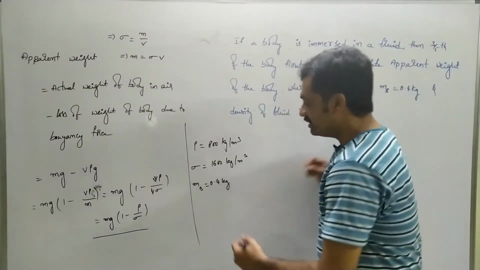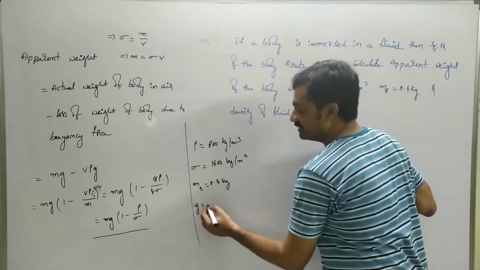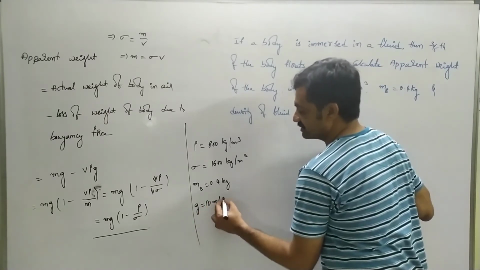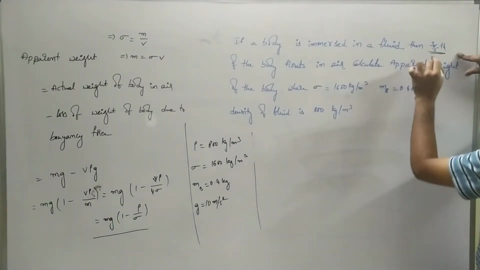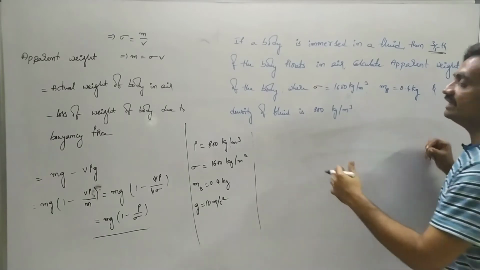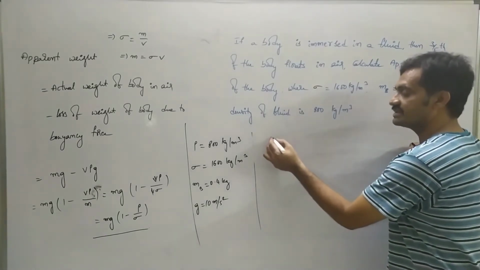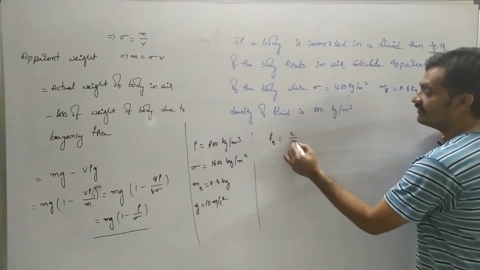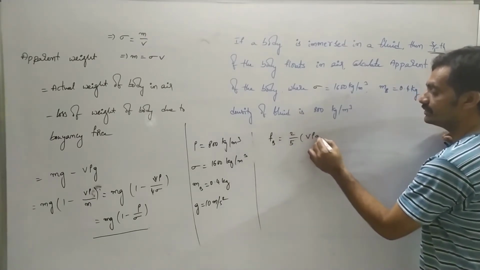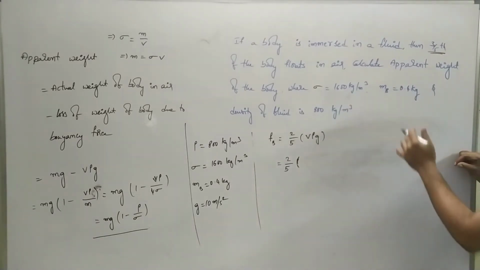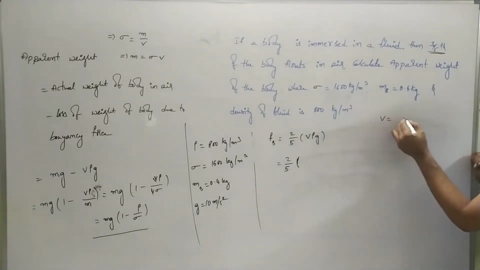After that, we know the acceleration due to gravity is 10 meter per second square. 3 by 5th of the body is floating in air, so 2 by 5th of the body is within the fluid itself. Then the upthrust, nothing but the buoyancy force, equals 2 by 5 of V rho g, where V is the volume of the body. From the density and mass, we can find the volume. Volume is equal to mass by density.